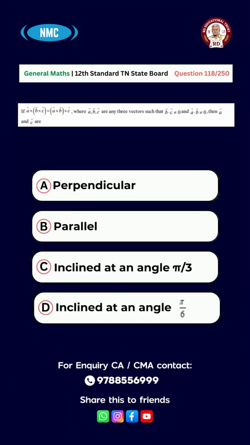Question number 118. If (a⃗ × b⃗) × c⃗ = a⃗ × (b⃗ × c⃗), where a⃗, b⃗, c⃗ are any three vectors such that b⃗ · c⃗ ≠ 0 and a⃗ · b⃗ ≠ 0, then a⃗ and c⃗ are: option A, perpendicular; option B, parallel; option C, inclined at an angle π/3; option D, inclined at an angle π/6. The correct option is option B, parallel.